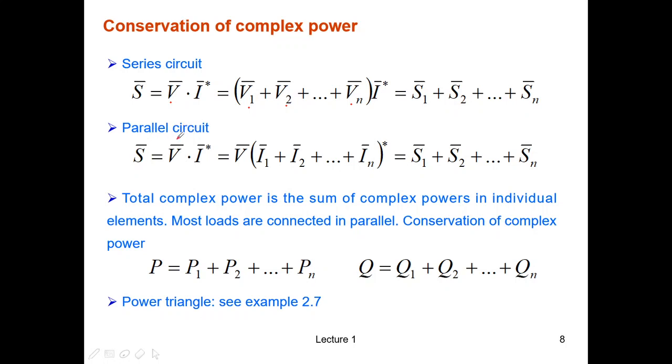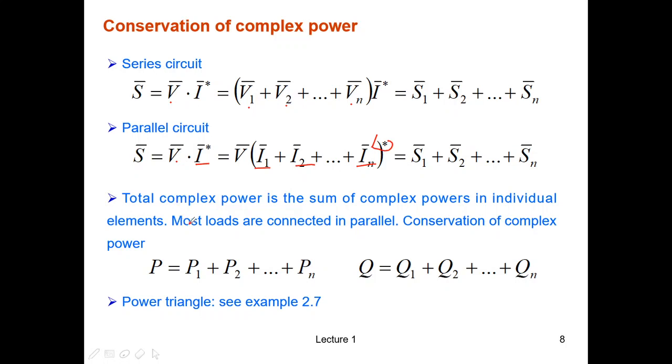For a parallel circuit, we have the same voltage applied to the components, but each component might carry a different current. This is the total current, which is the sum of all the currents in each branch. And remember that we need to use the conjugated version of the current. We can do this on each component, and therefore we have complex power on each component. So the two sums look the same. In summary, the total complex power is the sum of the complex powers in individual components or elements.